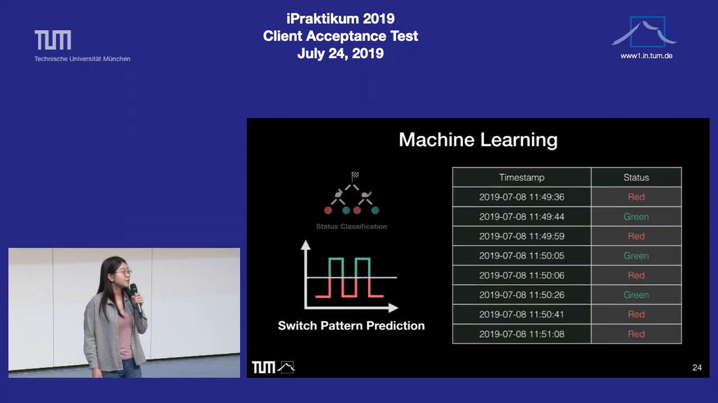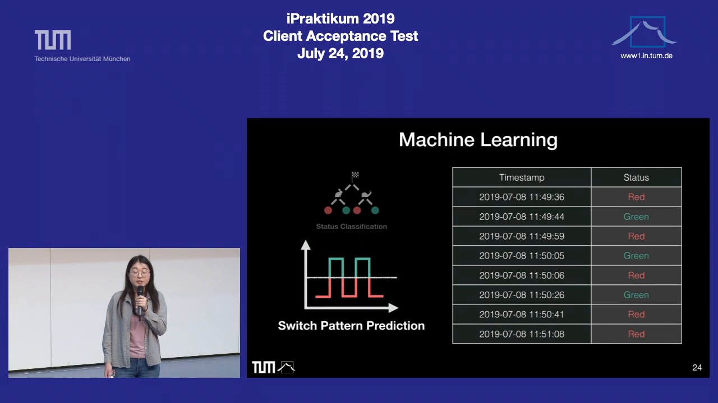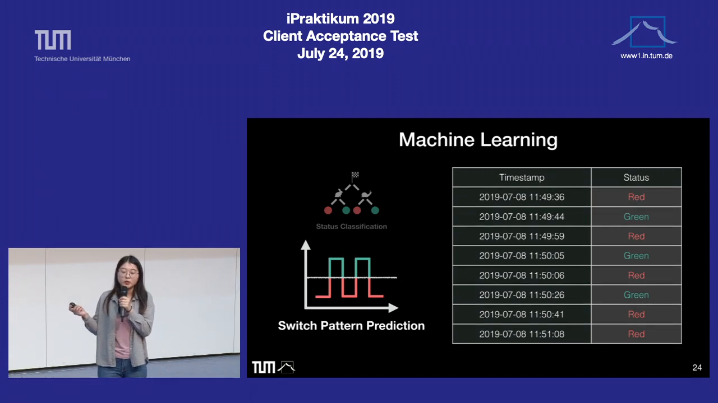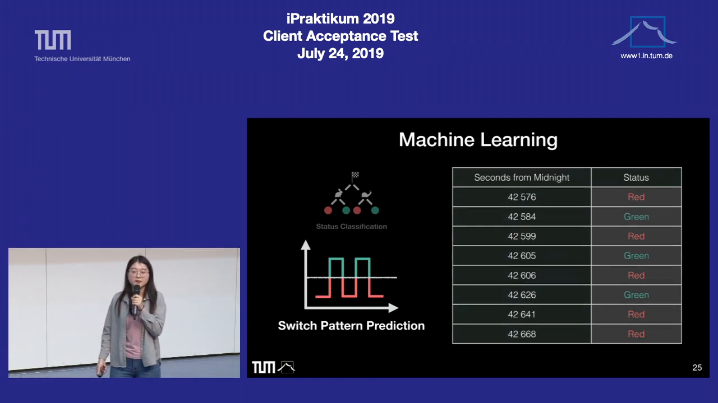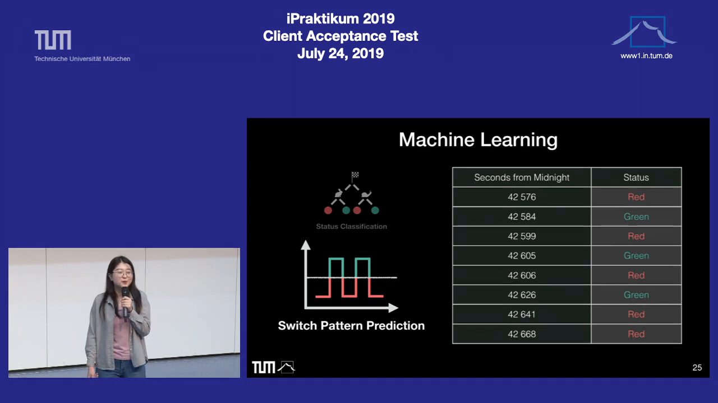Then the server receives data from devices, and here is how the data looks like. We transfer the time step to seconds in a day, and we train the model to predict the traffic light status and how it switches. This time, random forest also behaves the best. And now, Jonas will guide you through the demo.